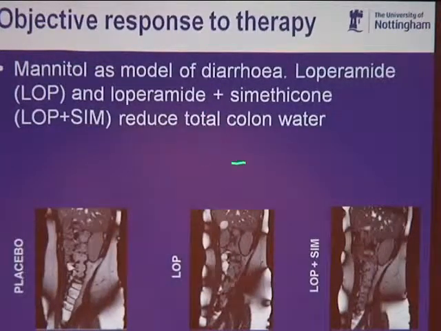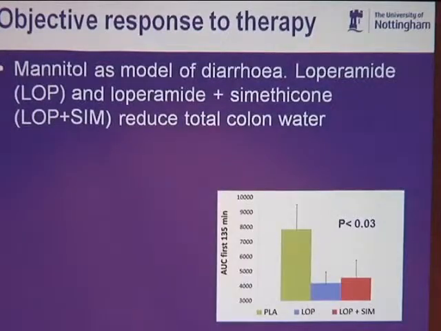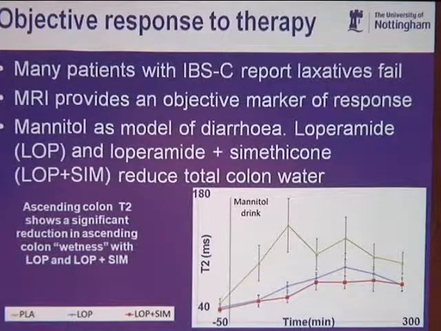We've also used it to look at response to therapies for diarrhea, so loperamide and simethicone are materials given to treat diarrhea. Again, we've used mannitol as a model of diarrhea and looked at the effects of simethicone and loperamide on this, and found that the area under curve, or the volume of the small bowel, is massively reduced if you give these drugs. And the T2, the signal intensity in the colon, is reduced if you give these drugs.